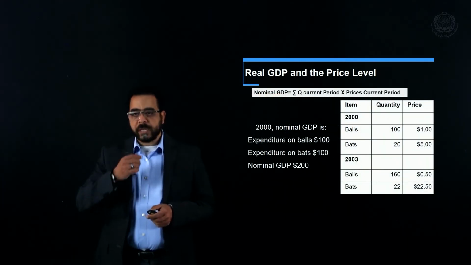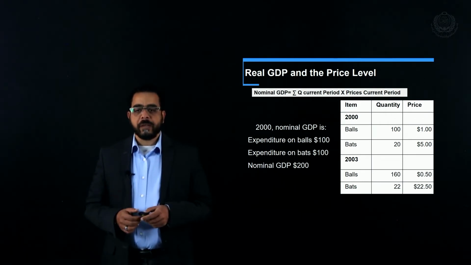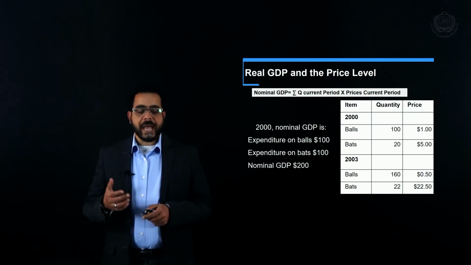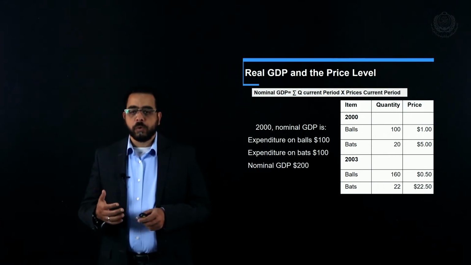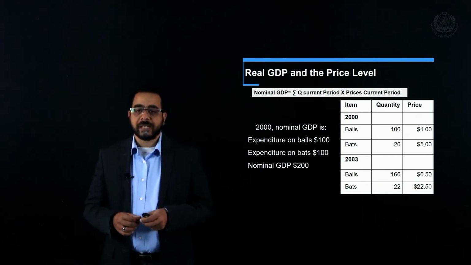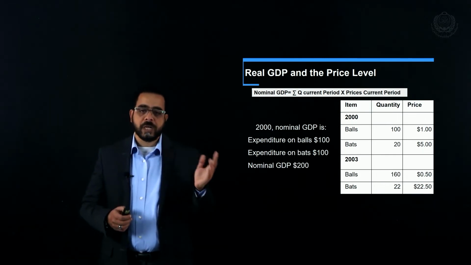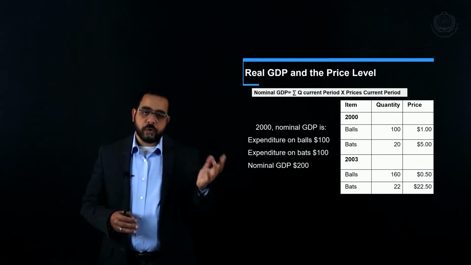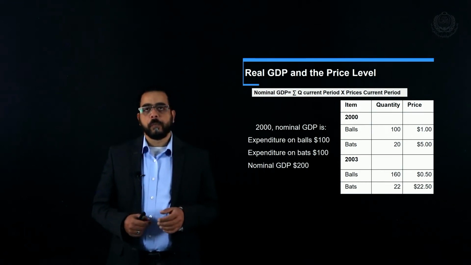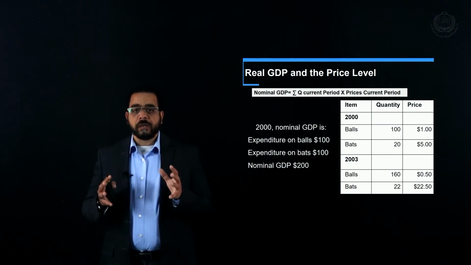We are comparing this country between 2000 and 2003. We can see that they have spent their money over bulls and bats. In 2000, they actually spent their money over 100 bulls and 20 bats. In 2003, it's 160 bulls and 22 bats. However, prices actually vary between the two years. In 2000, a bull was $1, a bat was $5. In 2003, it was 50 cents for a bull and $22.5 for each bat. So I want to calculate first the nominal GDP.